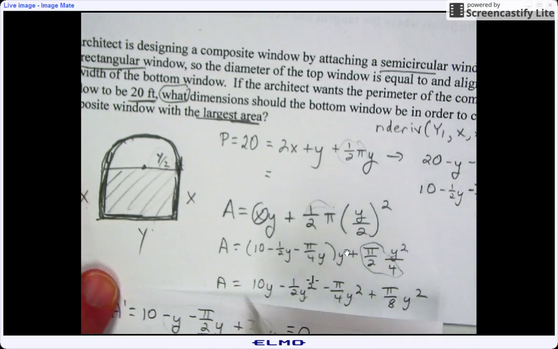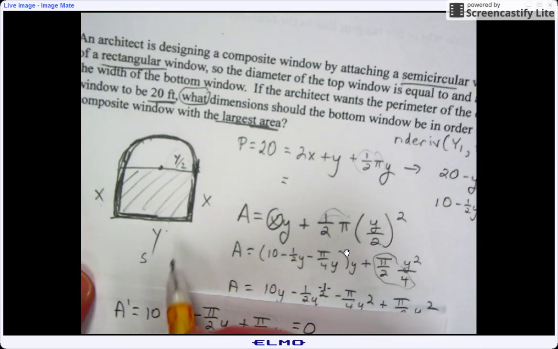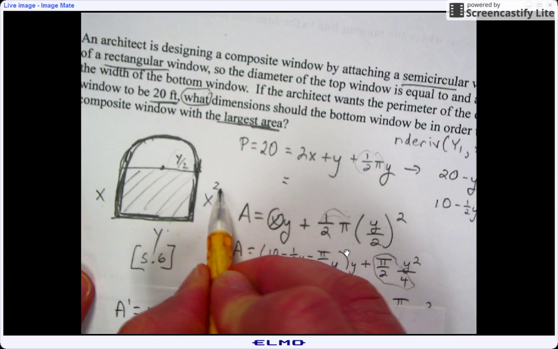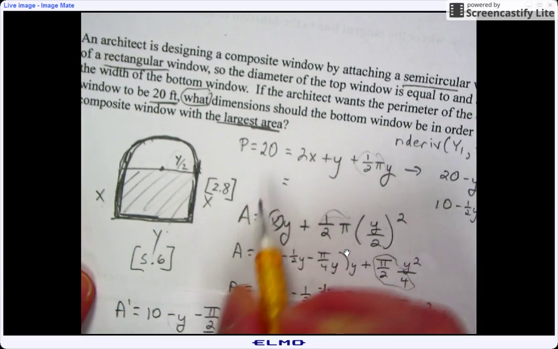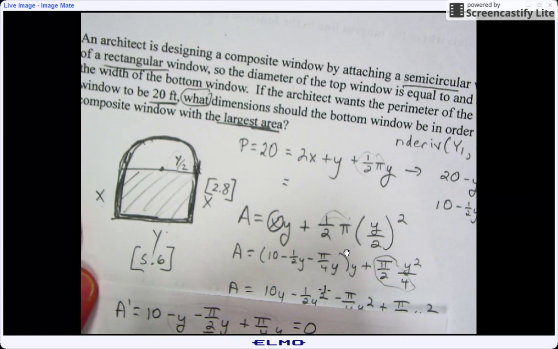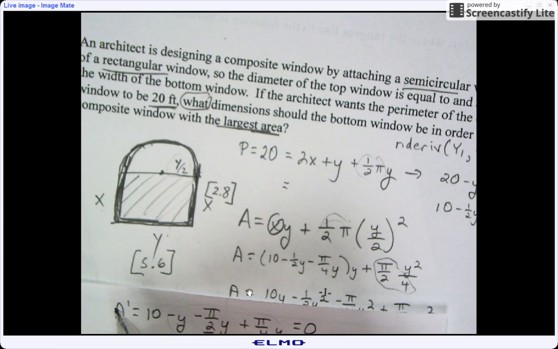And when you're answering this question, you want to make sure that you have the dimensions. You can't just say 2.8 by 5.6. You have to say where, because this is the radius. This involves the radius of the circle. And so that would affect the overall value.